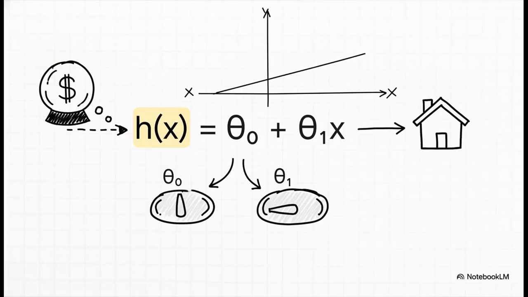Now, I know when you see an equation like this, it can look a little intimidating, but don't worry. This is just the good old formula for a line from high school math. H is just the machine's prediction, its hypothesis, and X is our input, the size of the house. The most important parts for us are those two theta symbols. Just think of them as two little dials that the machine can turn. One dial moves the line up and down, the other changes how steep it is. The whole game is just tuning those dials to find the perfect fit.